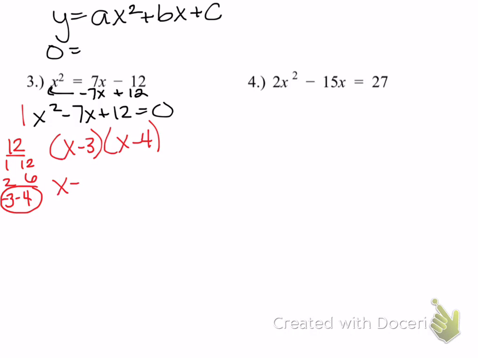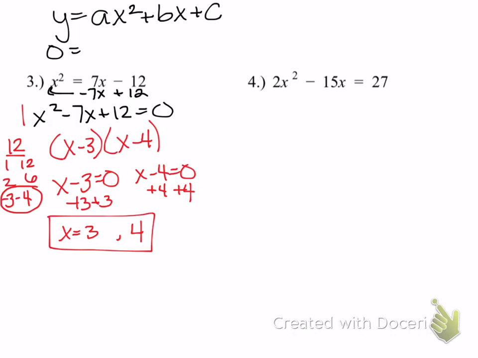So we set them both equal to 0. X minus 3 equals 0, and x minus 4 equals 0. Let's solve. If I solve for x on the first one, I have to add 3 on both sides, so x equals 3. The second one, I add 4 on both sides, so x equals a positive 4. So there's my answer here. X equals 3 and 4.